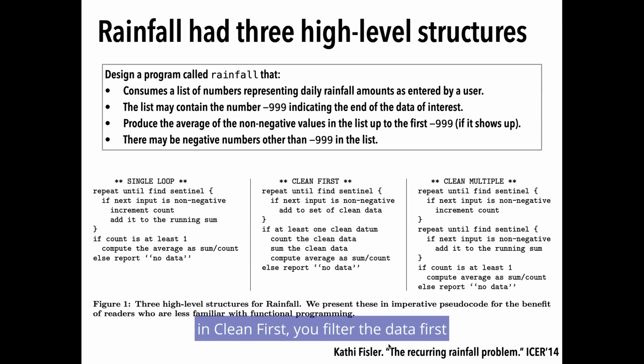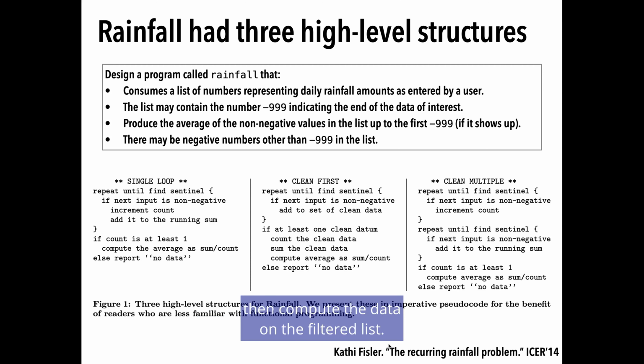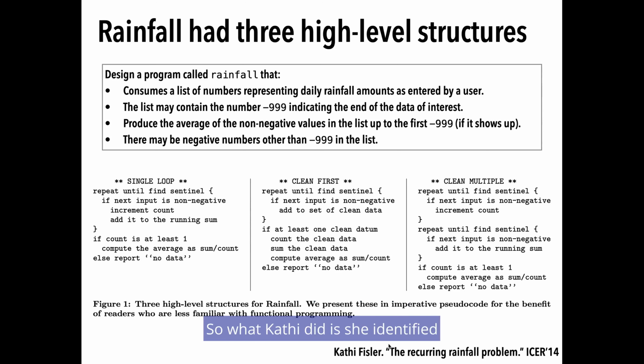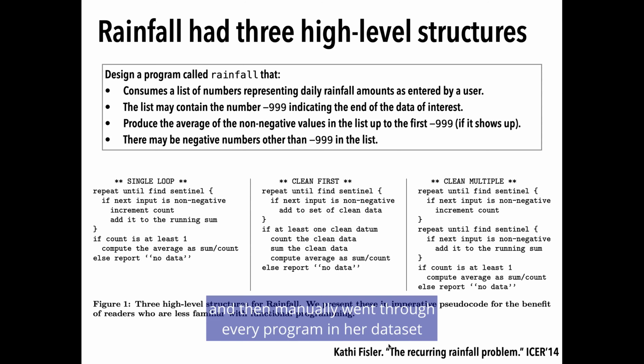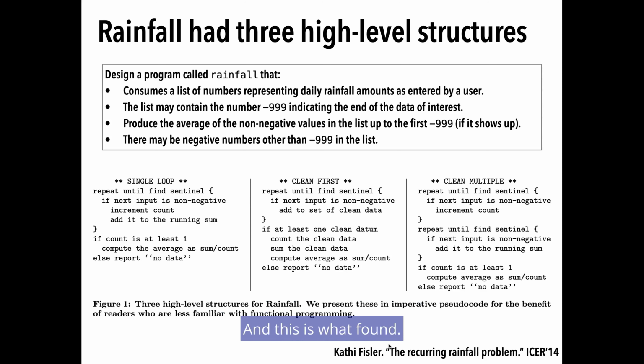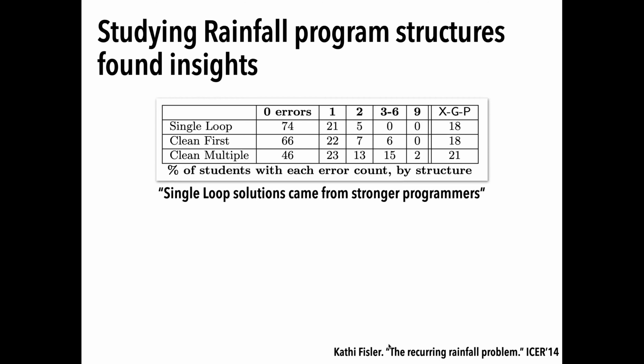In clean first, you filter the data first, then compute the data on the filtered list. And in clean multiple, you have separate loops to count and sum the list, and then you clean individually in each loop. So what Kathy did is she identified these high-level structures and then manually went through every program in her dataset to classify its structure and a couple other features. And this is what she found.